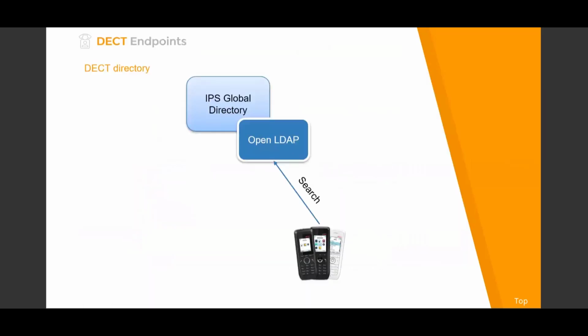For the DECT, what we propose is that we populate the OpenLDAP, which is hosted and installed on a global directory server. Normally the DECT can search in an LDAP, but here we have the official global directory on which we can search.